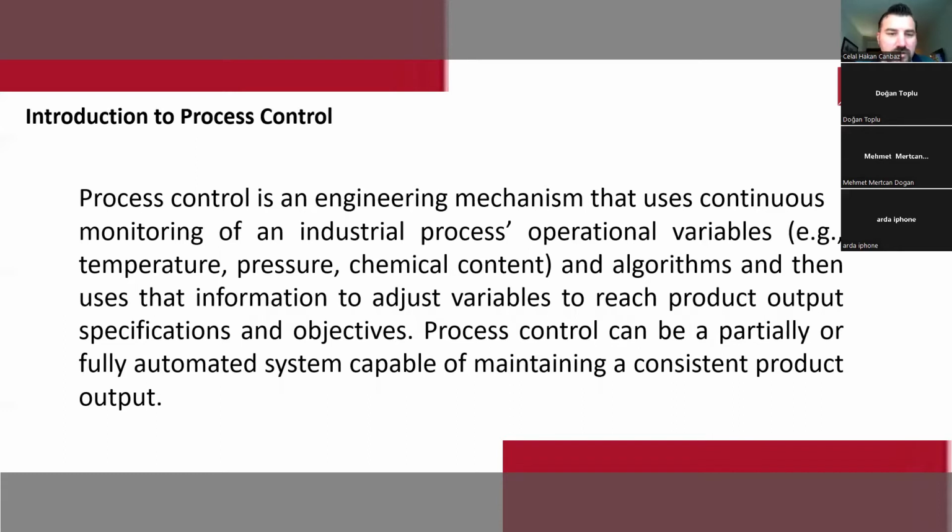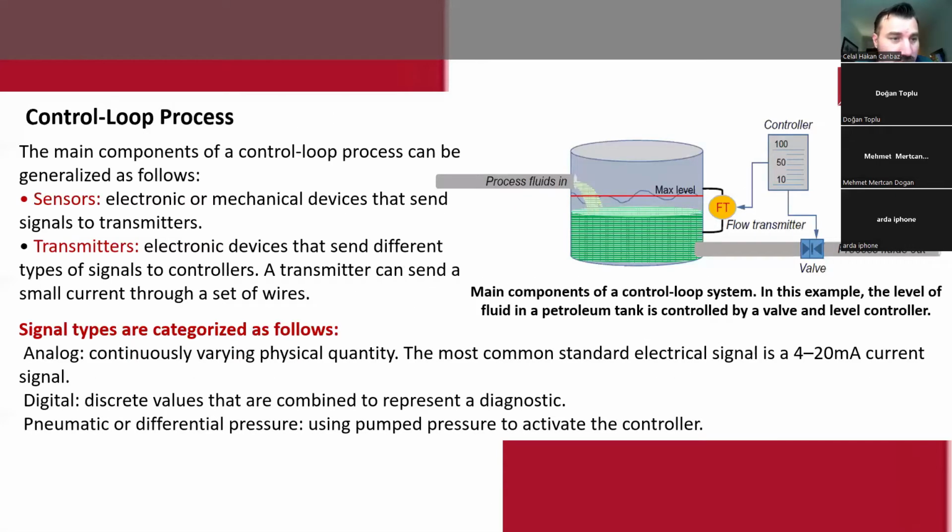Okay. So one of the main mechanisms of this is what we call the control loop process. Process control depends on this main mechanism. So let's give an introduction about the control loop process. Its main components can be generalized as follows. First, sensors are a part of that. So what are the sensors? We asked this question in the midterm.